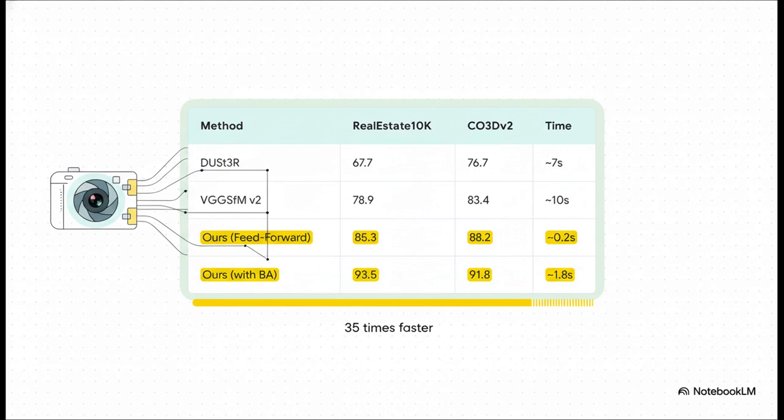And get this, if you do decide to add that old-school bundle adjustment at the end, the accuracy skyrockets to 93.5, and it's still faster than everything else. Just wow. And this isn't some abstract number on a spreadsheet. You can literally see the difference.